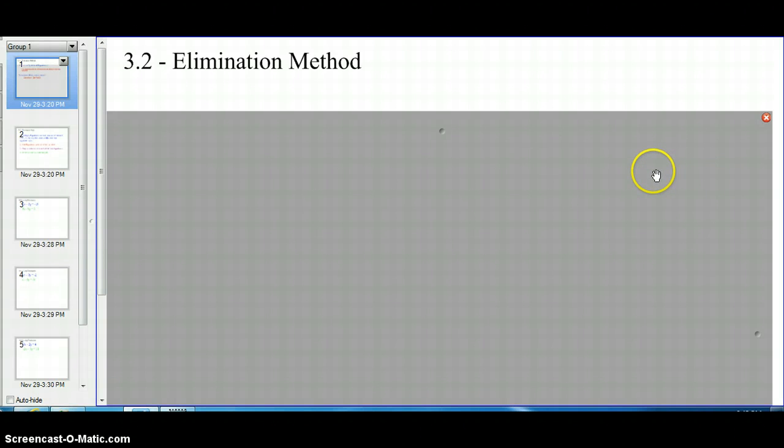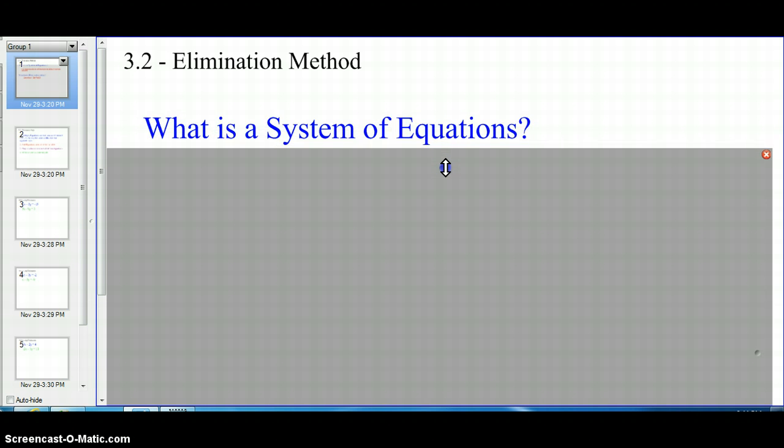Hi guys, today we are going to go over a way to solve systems algebraically, so doing actual math instead of graphing. This method is called the elimination method. But first, before we try a problem and I go into the steps, let's see what a system of equations is.